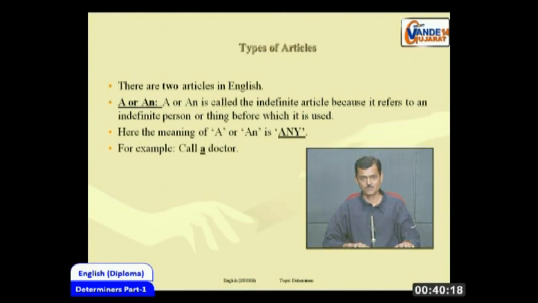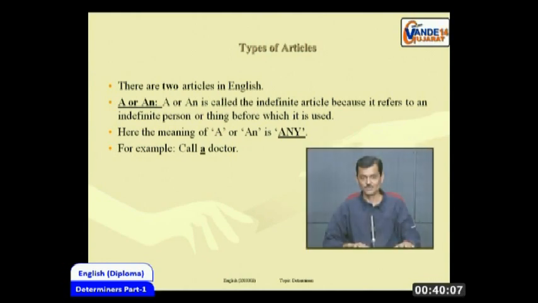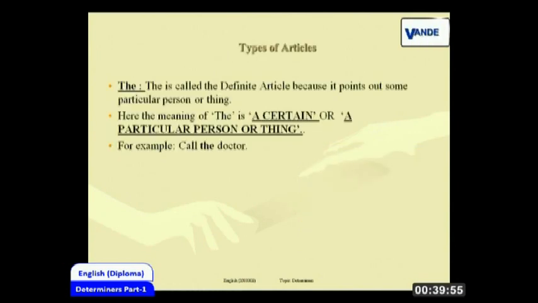Here you can see the example on the slide. Call a doctor. Which doctor are you talking about? Call a doctor means call any doctor. I am not saying that you call my family doctor. You call a doctor who is an MD physician. Any doctor will do. Call a doctor means any doctor. Article A or AN is known as indefinite article.